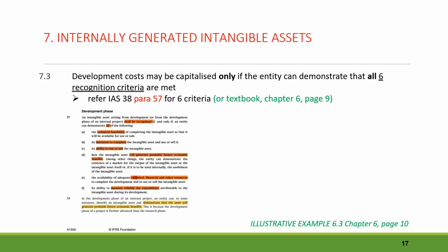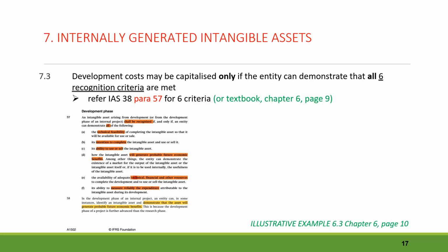Then we must show that the entity has an intention to complete the intangible asset, whether they're going to use it or whether they're going to sell it, but they must have the intention to complete it. So, for example, if they tell you that they're working on creating or developing this intangible asset, however, their key staff members are going on leave for 6 months, they may or may not return after that. It doesn't sound promising. So it must be clear that they have the intention to complete it.